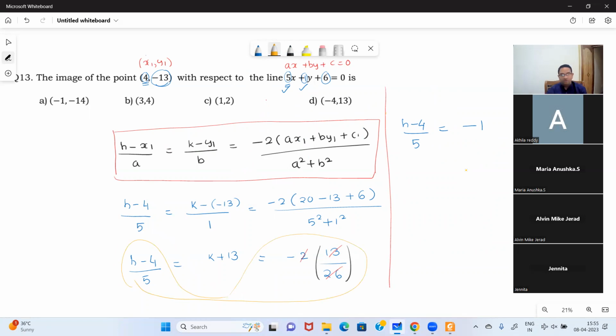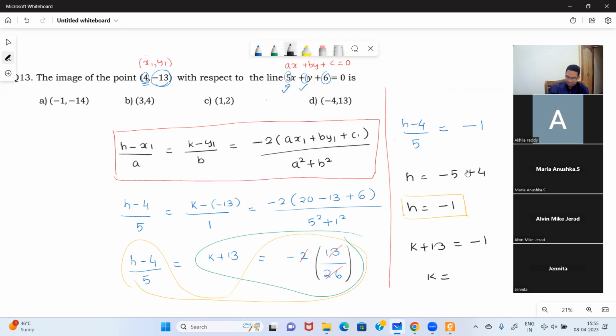(h - 4)/5 is equal to -1. So what is h equal to? -5 + 4, so h is -1. Right at this point, you know what the answer is, right? Anyways, do k + 13. k + 13 is equal to -1. So what is k equal to? -14. So what is your image? (-1, -14). So which option? First option. So this will save a lot of your time by using this technique.